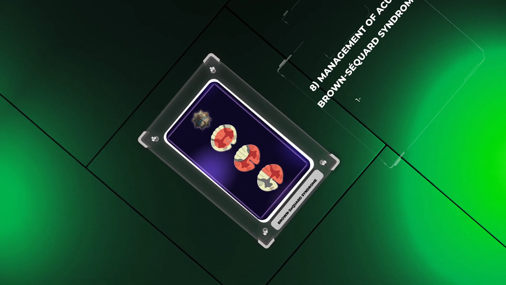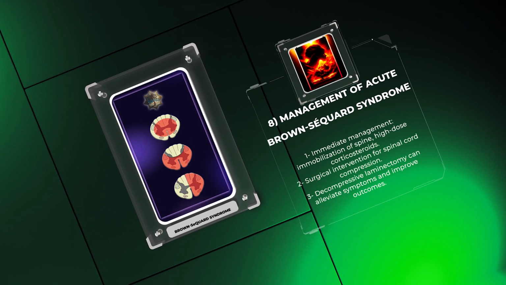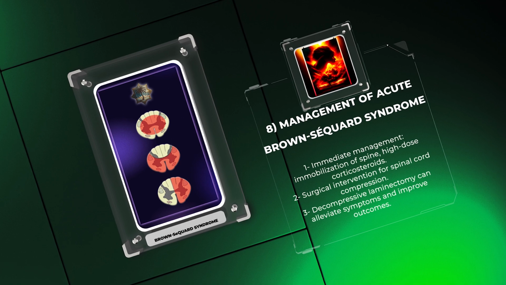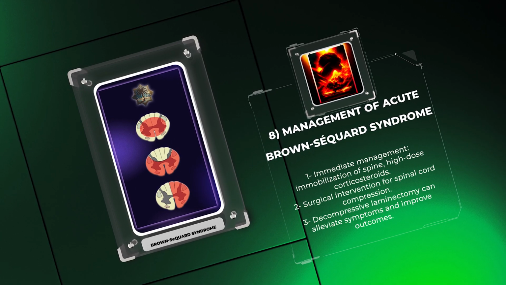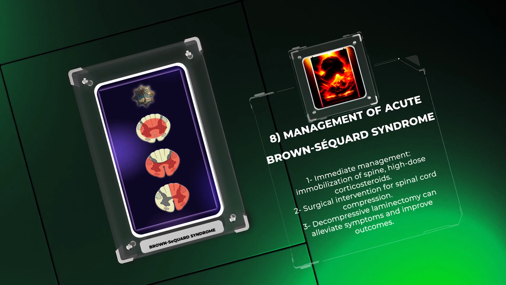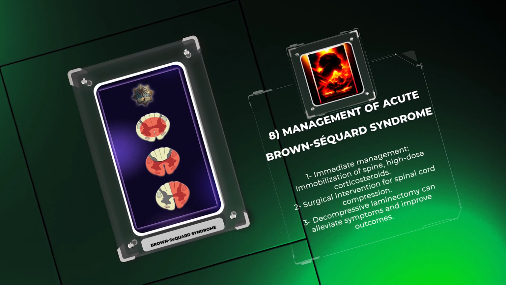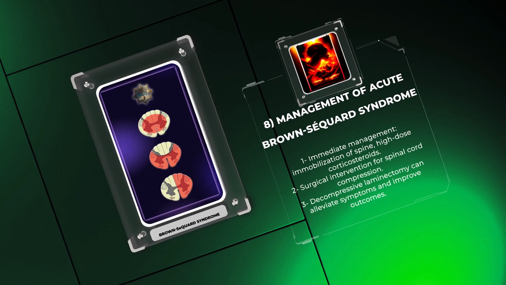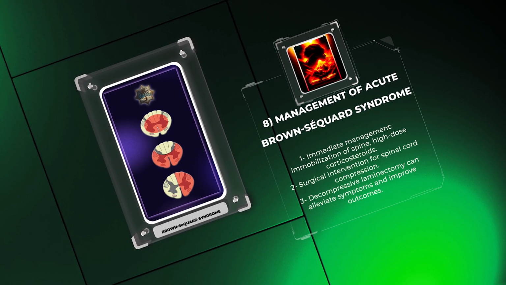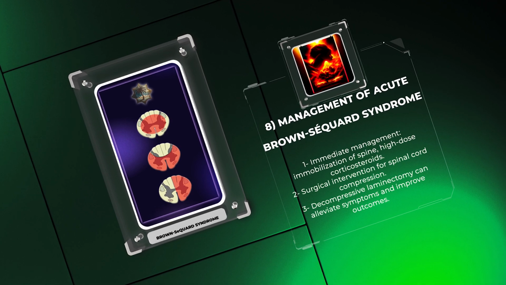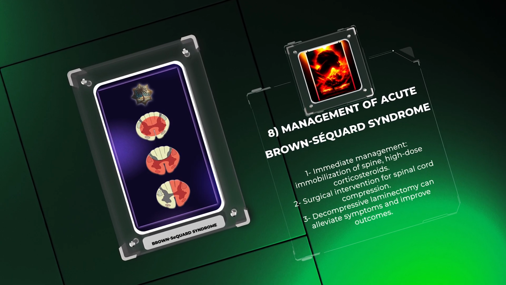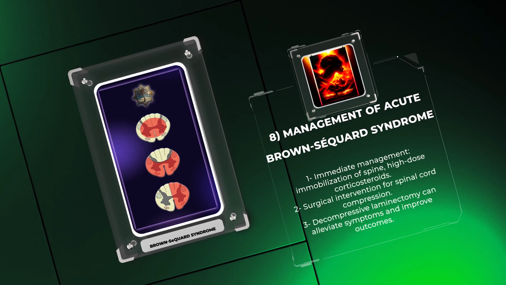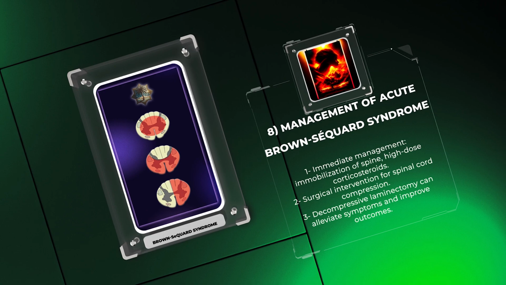The immediate management of acute Brown-Séquard syndrome focuses on stabilizing the patient's condition and preventing further damage to the spinal cord. This typically involves immobilization of the spine using cervical collars, braces, or traction devices, as well as the administration of high-dose corticosteroids to reduce spinal cord edema and inflammation. Surgical intervention may be required in cases of spinal cord compression due to traumatic or non-traumatic causes. Decompressive laminectomy, wherein the posterior bony elements of the affected vertebra are removed to relieve pressure on the spinal cord, can help alleviate symptoms and potentially improve neurological outcomes.